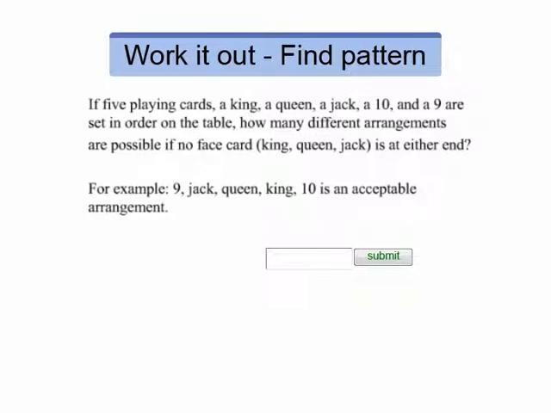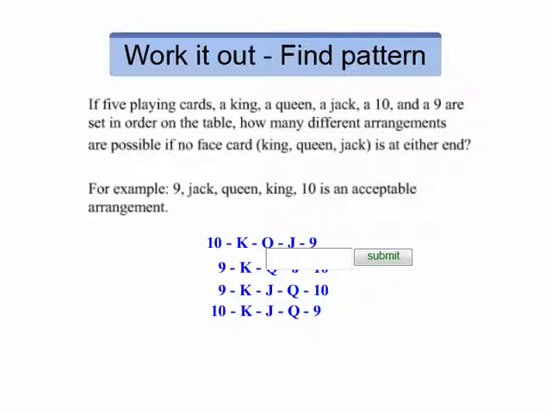Okay, let's just say the king is going to go first. Well, we can have the 10, king, queen, jack, 9. Let's flip the ends there and say now we have a 9, king, queen, jack, 10. Now let's switch the jack and the queen, and we've got 9, king, jack, queen, 10. And let's flip the 10 and 9 again. Now we've got 10, king, jack, queen, 9.